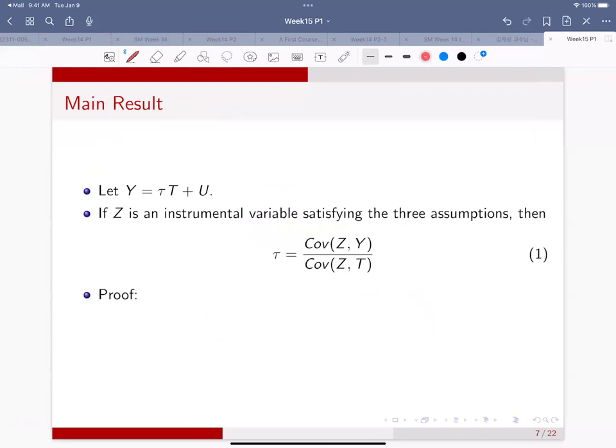Here's the main result. Let Y equal tau T plus U. So that is the marginal relationship. But here, T and U can be correlated, so T and U are not independent. If they are independent, it's easy, right? But T and U can be correlated. Then OLS, the ordinary least squares, cannot be used. But if I have an instrument variable that satisfies the above three assumptions in the previous page, then we can express tau as the ratio of the covariance of Z and Y to the covariance of Z and T.